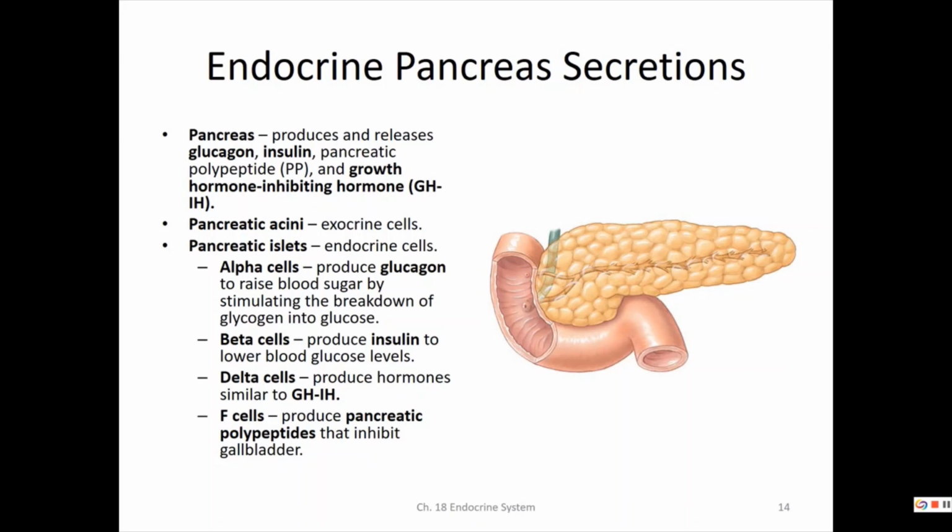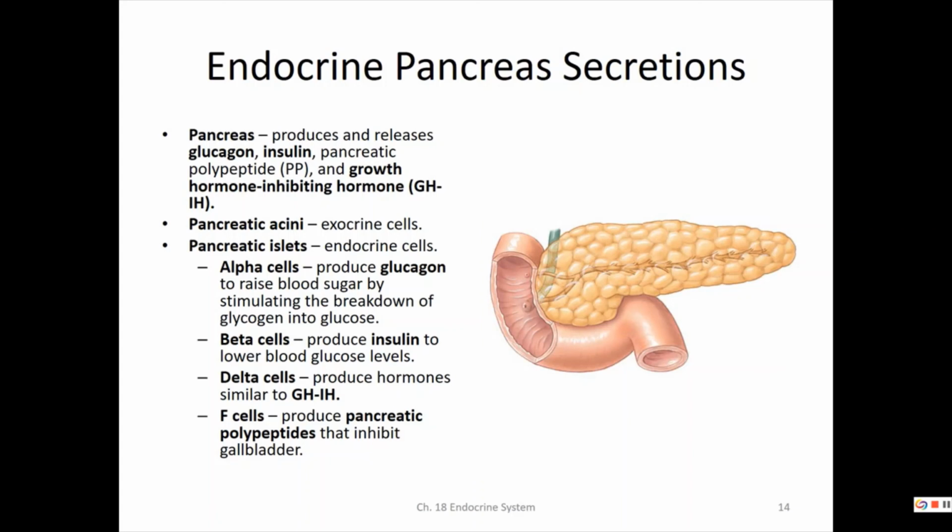F cells make pancreatic polypeptide, and that turns off your gallbladder, inhibits gallbladder, relaxes gallbladder. It's called pancreatic polypeptide, your F cells. Now remember, you have beautiful woman, beta cell, who is surrounded by alpha males, alpha cells. The rest of the men at the party are either dogs, delta cells, or friends, F cells.